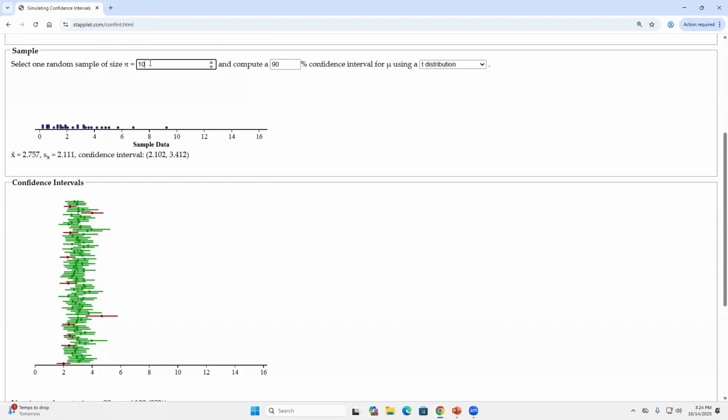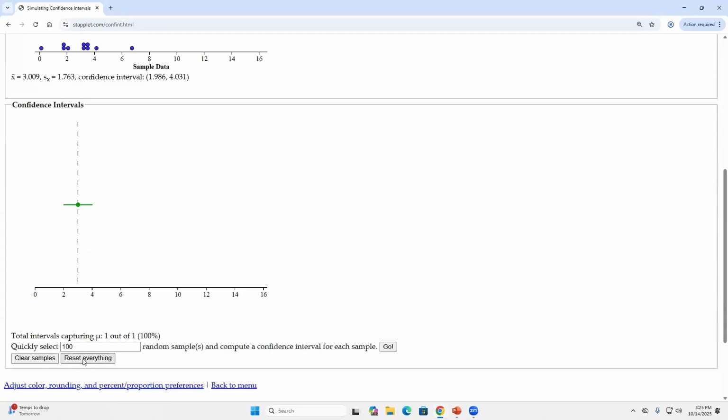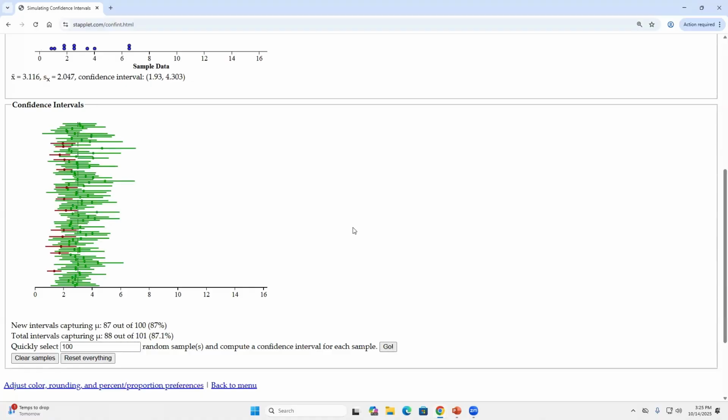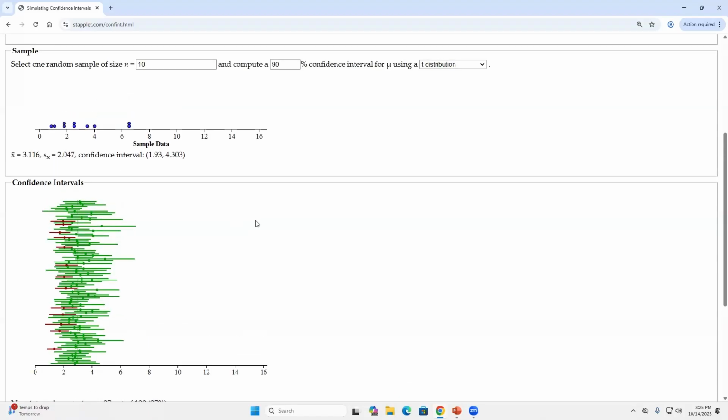And when we put in a sample size of 10, pay attention to what happens to the size of these confidence intervals. As we hit enter, they all disappear. All right, so you can see that these confidence intervals, based on a sample size of 10, are much, much wider. When you have a smaller sample, in order to maintain the same confidence level, because you're basing it on less data, you need a wider confidence interval.